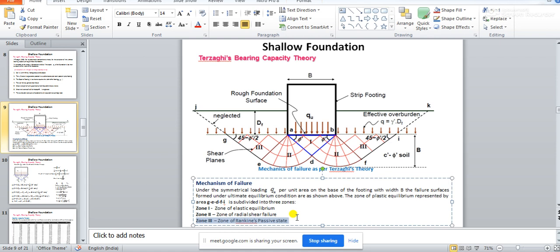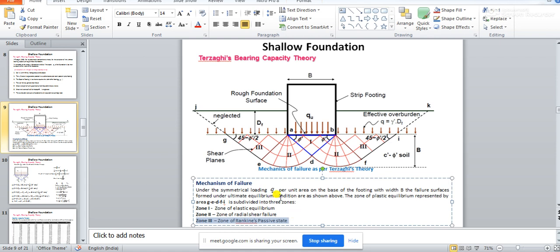So when Sainton sir discusses active pressure and passive earth pressure, you will be able to understand it more clearly. Now you should remember in Terzaghi's bearing capacity theory that the soil will necessarily fail by general shear failure, and because of the general shear failure you are getting three clearly demarcated zones: zone 1, zone 2 and zone 3. Zone 1 is the zone of elastic equilibrium, zone 2 is the zone of radial shear, and zone 3 is the zone of Rankine passive earth pressure.